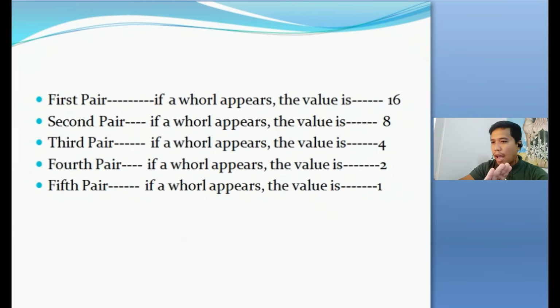I have to repeat this all over again. If a radial loop appears, what is the value? The value is 0. Why 0? Because loops belong to the non-numerical patterns. So it depends upon which pair the whorl appears in for us to say what the value is. Again, first pair, 16. Second is 8. Third pair is 4. Fourth pair is 2. Fifth pair is 1.